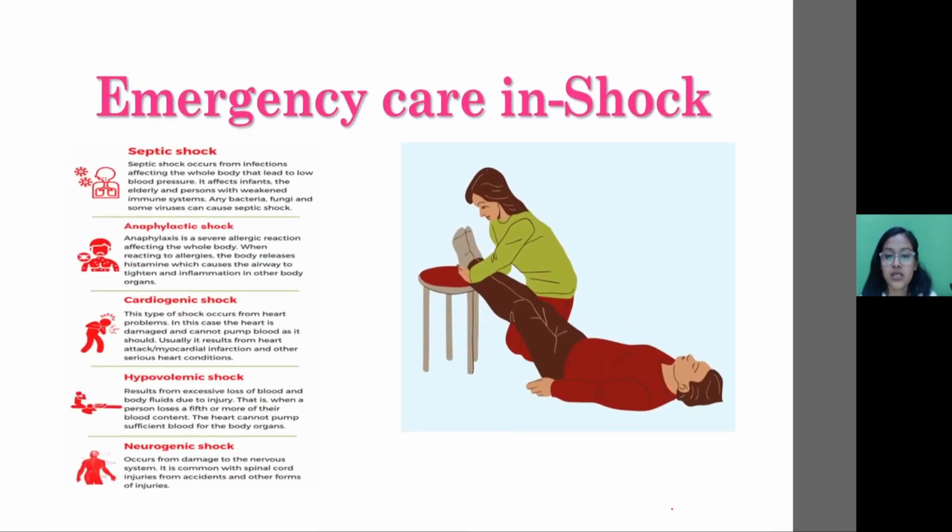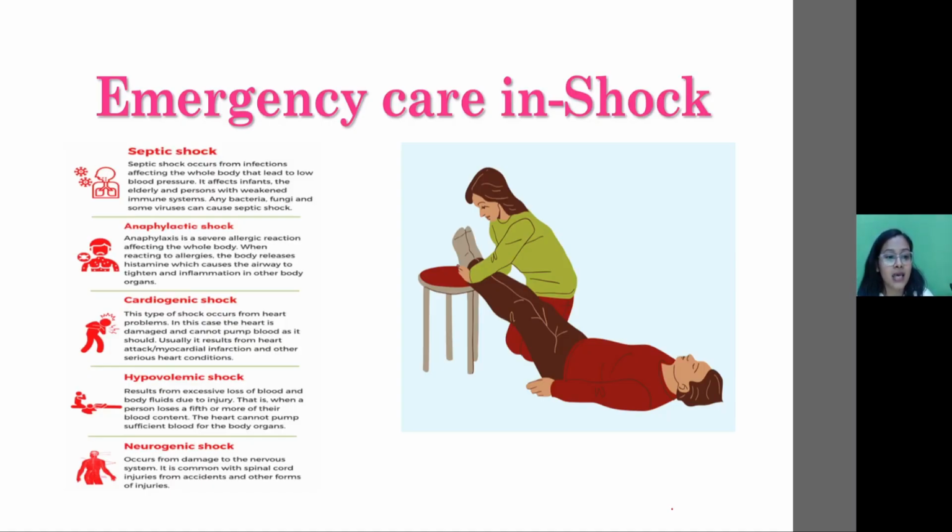Next scenario is emergency care in shock. See, there are basically 5 types of shock. First one is septic shock. Septic shock occurs from infection affecting the whole body that leads to low blood pressure. It affects infants and elderly persons with weakened immune systems. Any bacteria, fungi and some viruses can cause septic shock. Whenever you are outside and you have some allergic reaction in your body, that is also a type of shock which is known as septic shock.